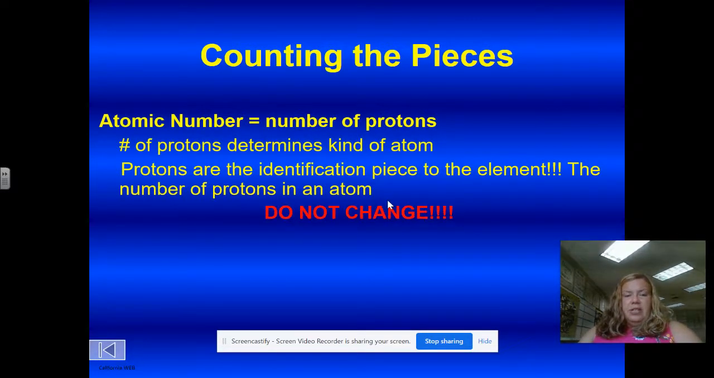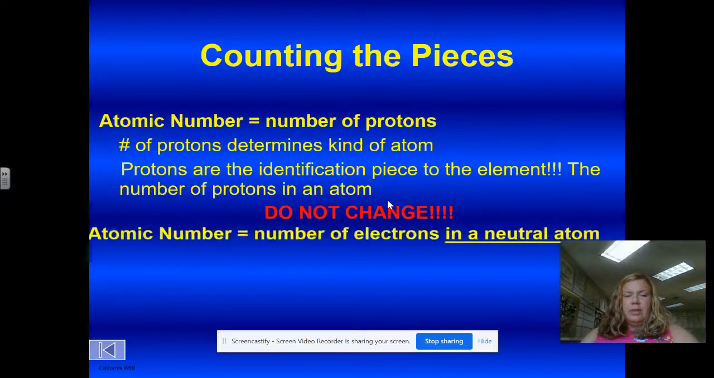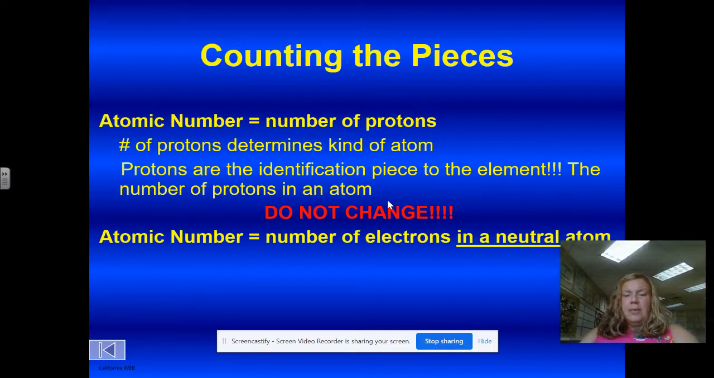Protons, again, they're the identification piece, and those protons do not change. Remember, the identity of the atom changes if the number of protons change. So the atomic number is also, in a neutral atom, the number of electrons, because think about this. If you have, say, for example, 6 positively charged particles and 6 negatively charged particles, a +6 plus a -6 is equal to 0, which means no charge. So if you have a neutral atom, or an atom with no charge, you're going to have the same number of protons as you do electrons, because they have to cancel one another out.